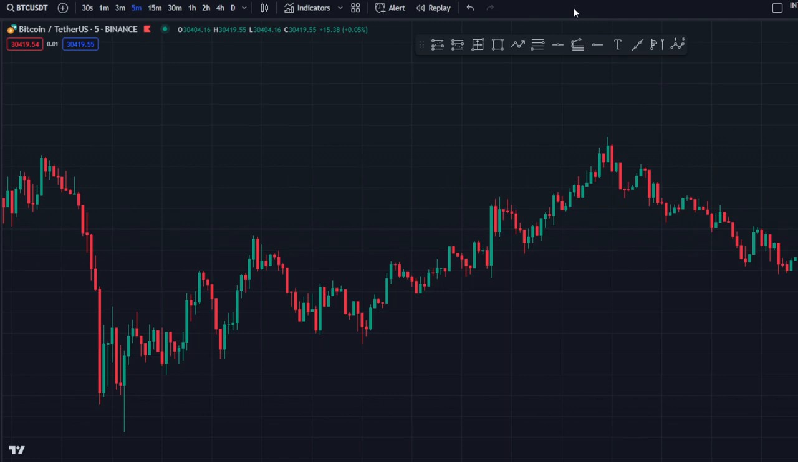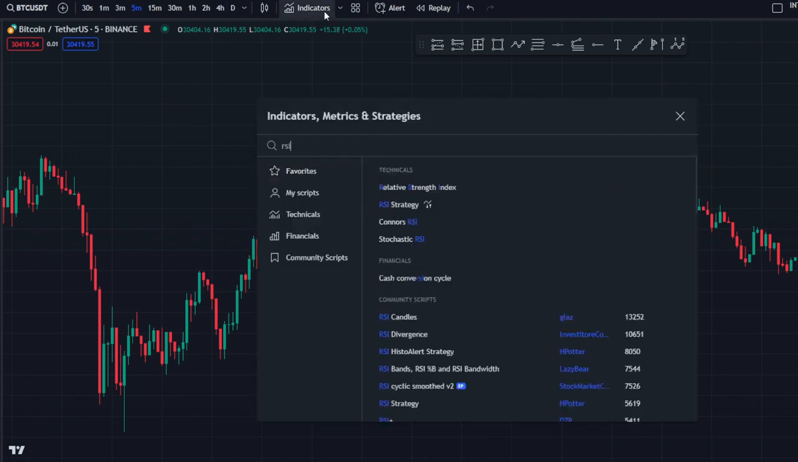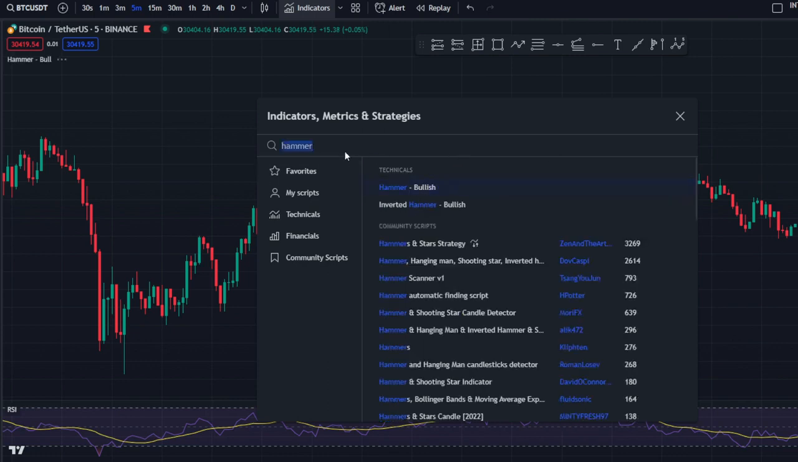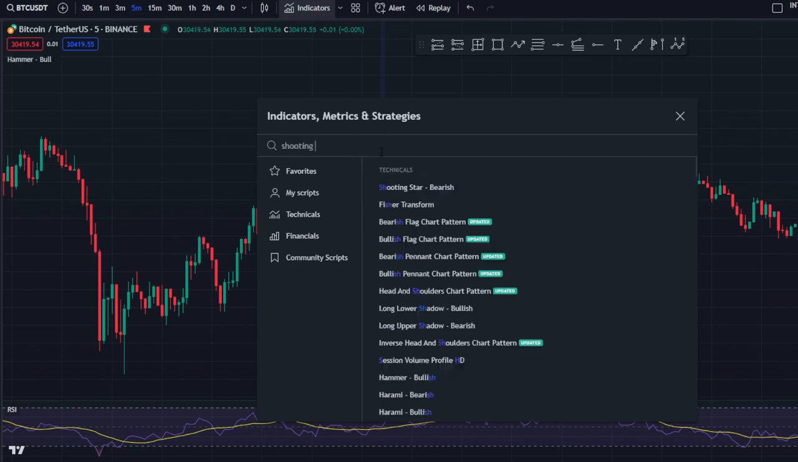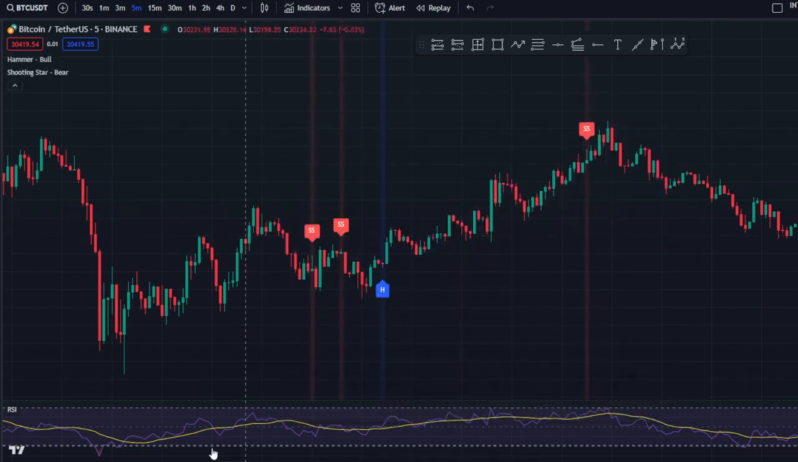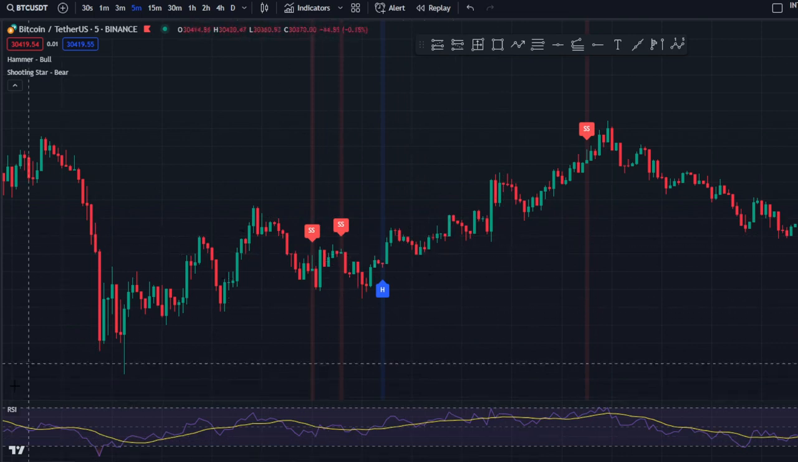For the indicators you'll be using today, we'll be using the RSI indicator. There's your first indicator. Your next indicator will be the hammer indicator, the hammer bullish indicator, together with the shooting star, the bearish indicator. You can see on the chart, these are the few things you'll be needing.